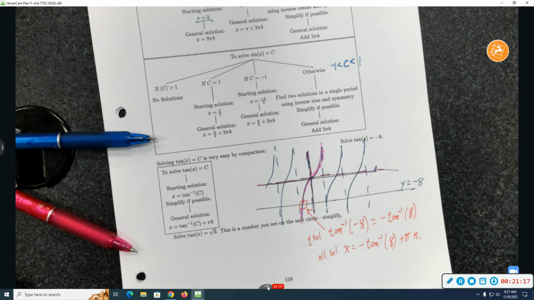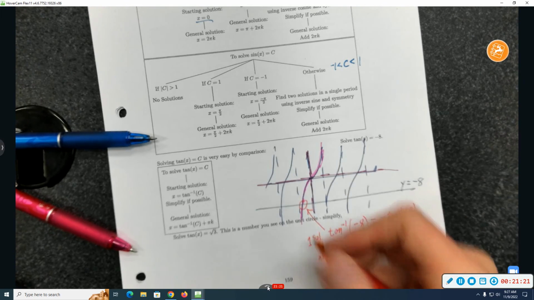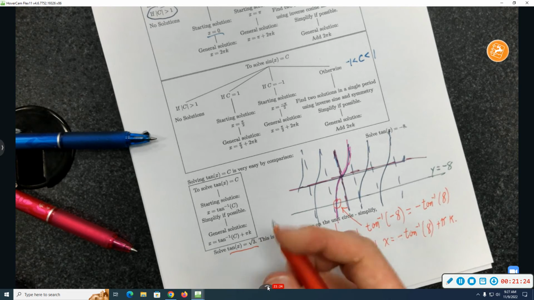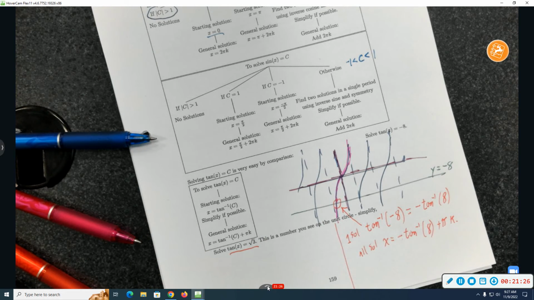Feel all right? So here's the next one that I want you to do. Solve tangent of x equals the square root of 3 using this strategy. And I'll emphasize that you can simplify quite a bit.